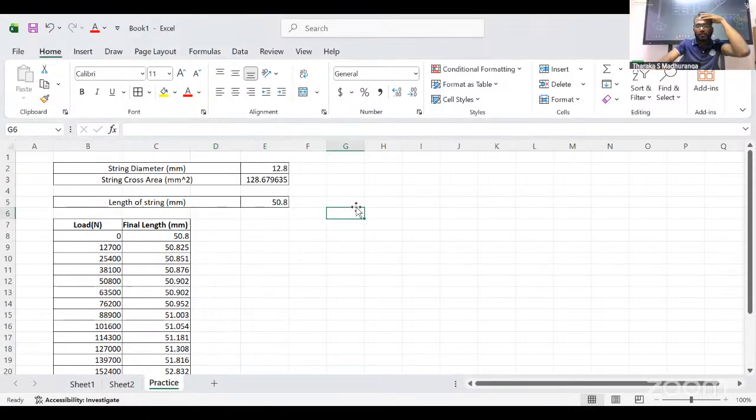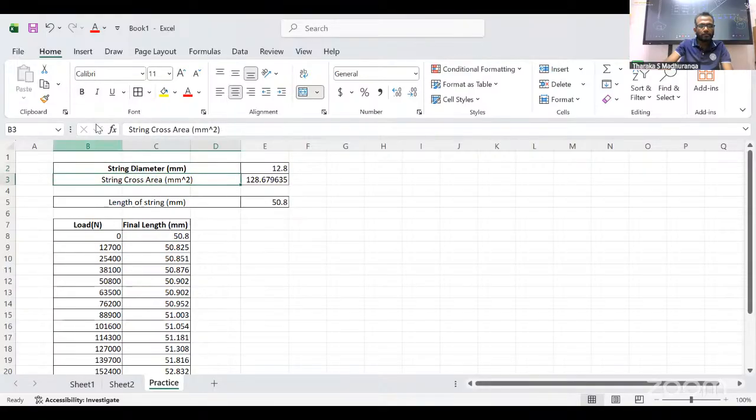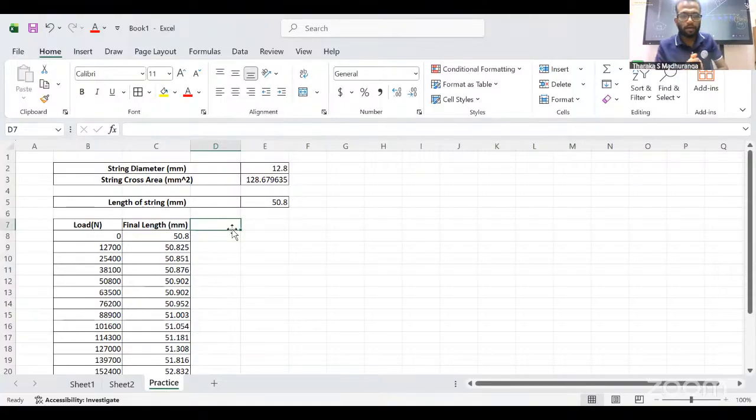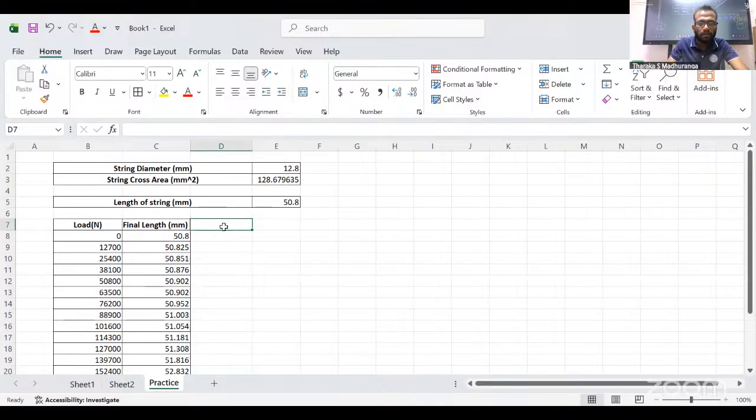Okay, there are different tools: you can underline, italic, bold. Now I will make it bold. Okay, this part is the most important thing, right? Clearly understand. Now I am going to do our experiment. We are doing the relationship between stress and strain. Now I am going to calculate the stress, right?